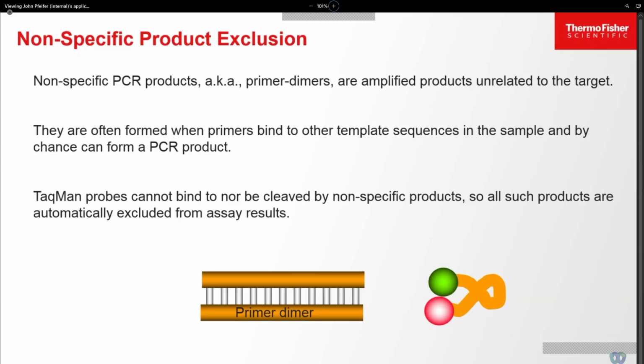Well, good news, because by definition, these non-specific products do not have a sequence relationship to the target. There's nowhere for a TaqMan probe to bind to a primer dimer, much less get cleaved. So we have automatic exclusion of all non-specific products from our TaqMan results. That's actually a huge factor. When our company measured the specificity of TaqMan assays, it could be done on an industrial level because of this fact. Had this fact not been true, we could not have done that.